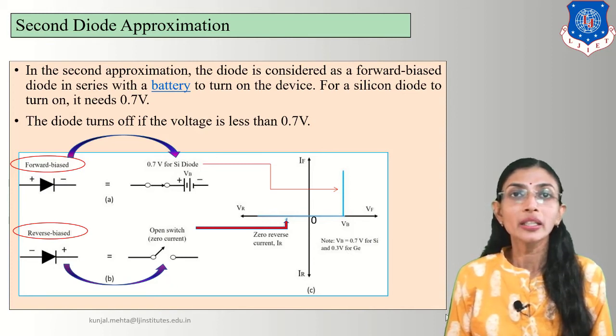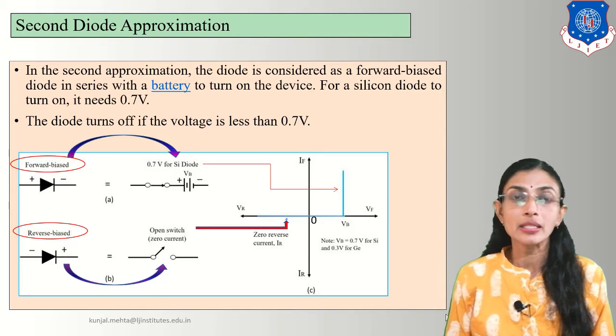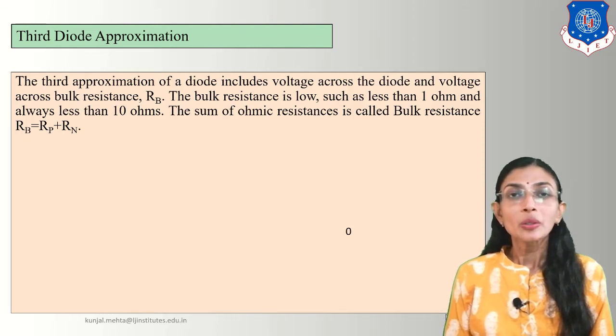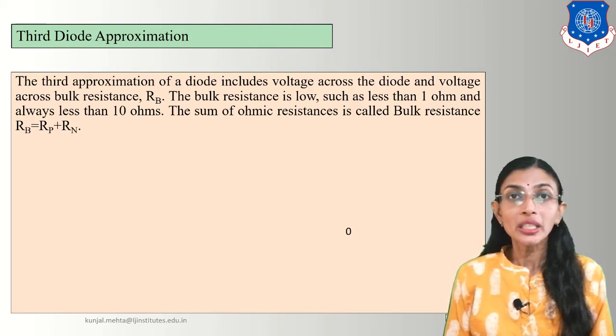Now this is the third diode approximation. In the third diode approximation, we will consider the bulk resistance. What is the definition of bulk resistance? Actually, the sum of the ohmic resistance of p-type material and n-type material individually in a PN junction diode is known as bulk resistance. So, in the third approximation, the diode includes VB, that is the barrier potential, as well as bulk resistance, that is RB. So, what will be the equivalent circuits?